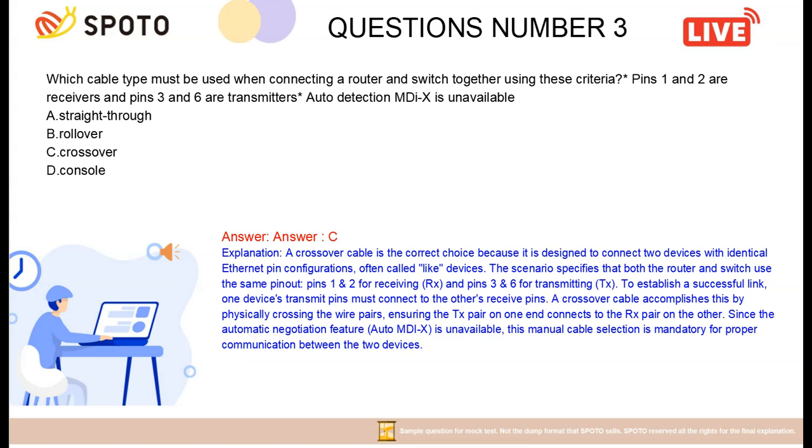To establish a successful link, one device's transmit pins must connect to the other's receive pins. A crossover cable accomplishes this by physically crossing the wire pairs, ensuring the TX pair on one end connects to the RX pair on the other. Since the automatic negotiation feature, Auto MDIX, is unavailable, this manual cable selection is mandatory for proper communication between the two devices.